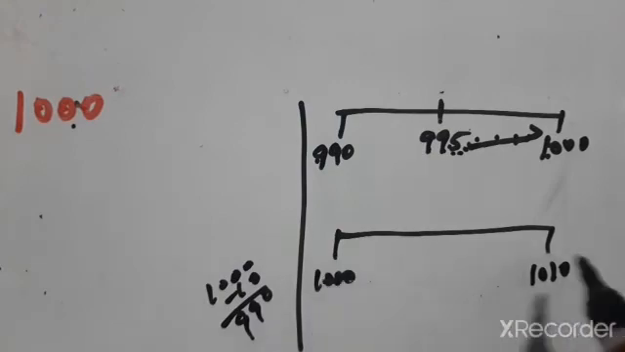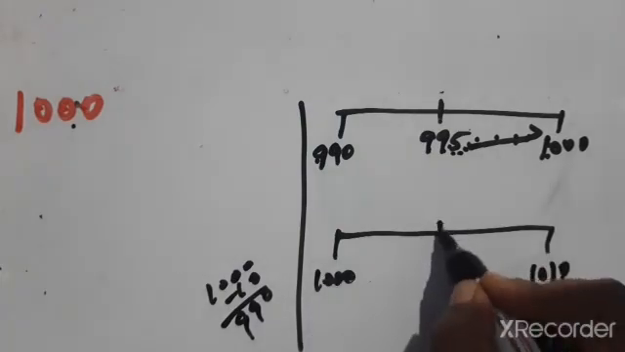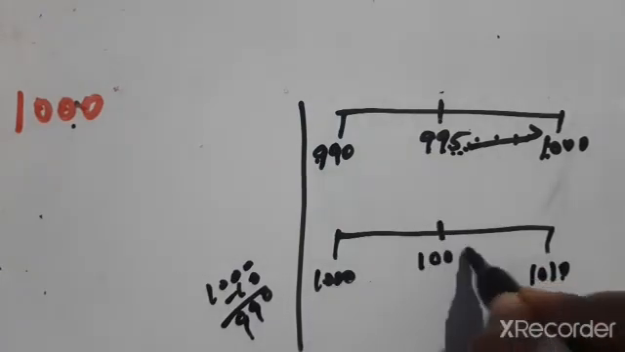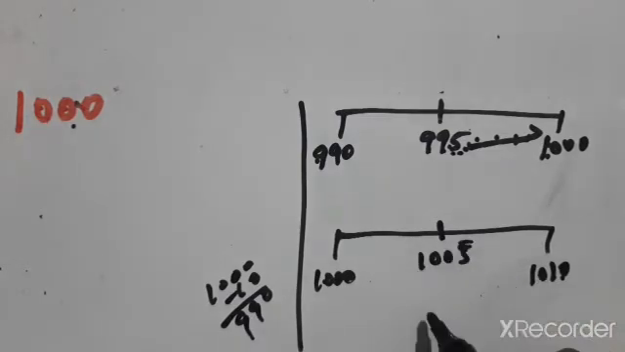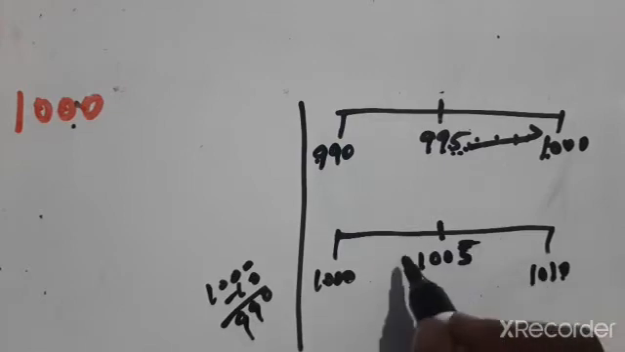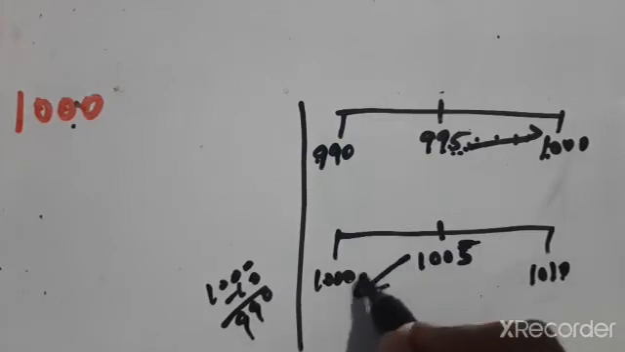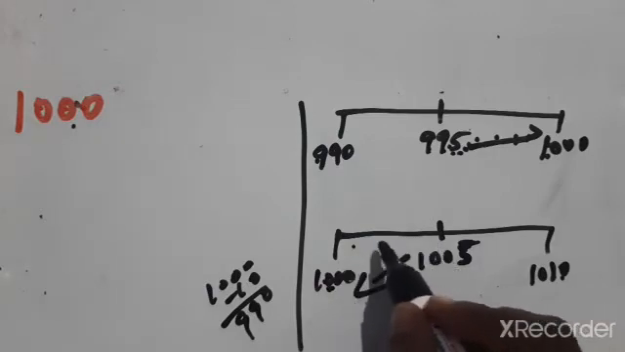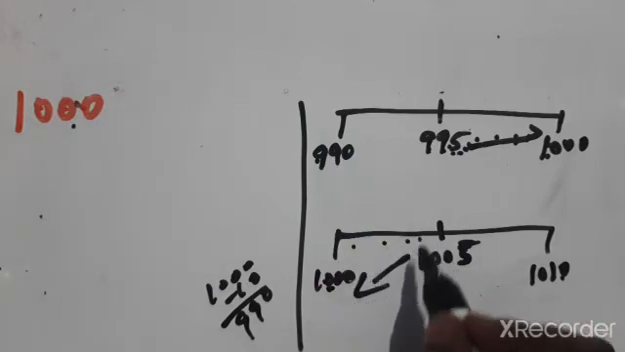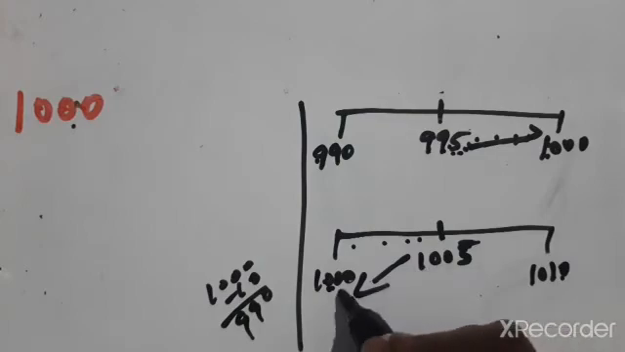Then numbers from 1000 to 1010 we have to check. So the middle is 1005. Once 10, 100, 1000. Okay, 1000 is 5, the middle is 1005. So below 5 the number is rounded down: 1, 2, 3, 4 rounded down.